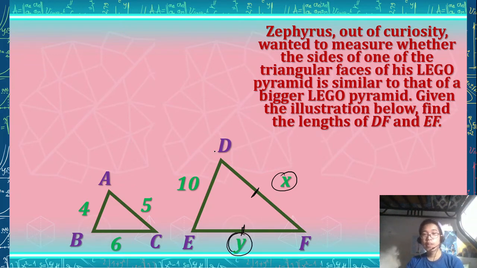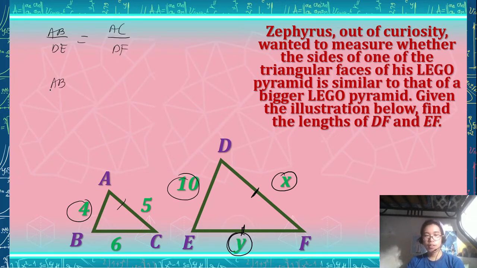So for this problem, guys, we're going to use ratio to solve for the value of x and the value of y. So we have here our main given. Since these triangles are similar, we can equate that AB all over DE is going to be equal to AC, since the value of AC is given, all over DF. And we can also say that AB all over DE is going to be equal to BC all over EF. The one with the missing values.